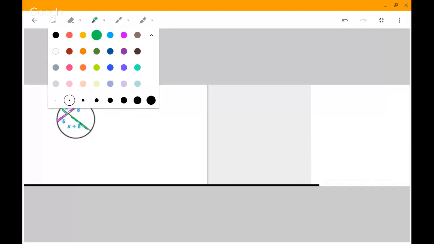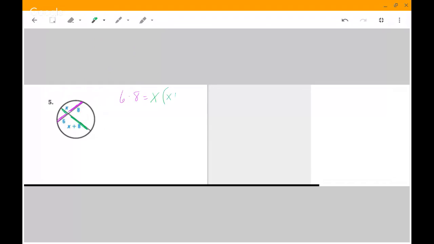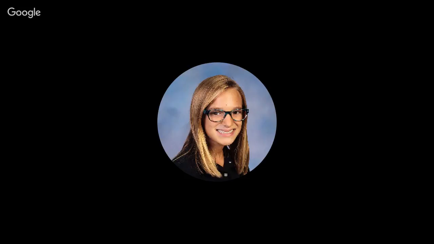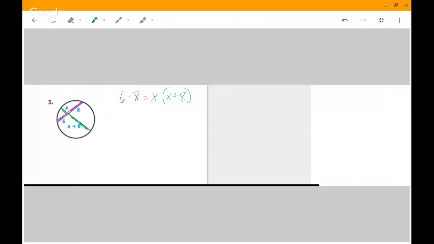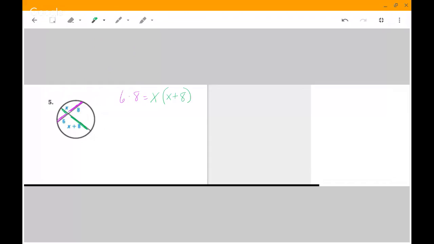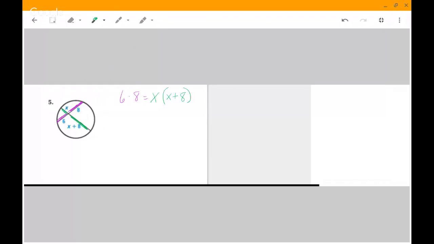Yes. So for the purplish color, you'd have 6 times 8. And then for the green, you'd have x times x plus 8. Okay. This one, you're going to have an x squared term and an x term again. So you're going to need quadratic again. Okay. Do you want to do it together? Yes. Okay. So getting there is not so bad.